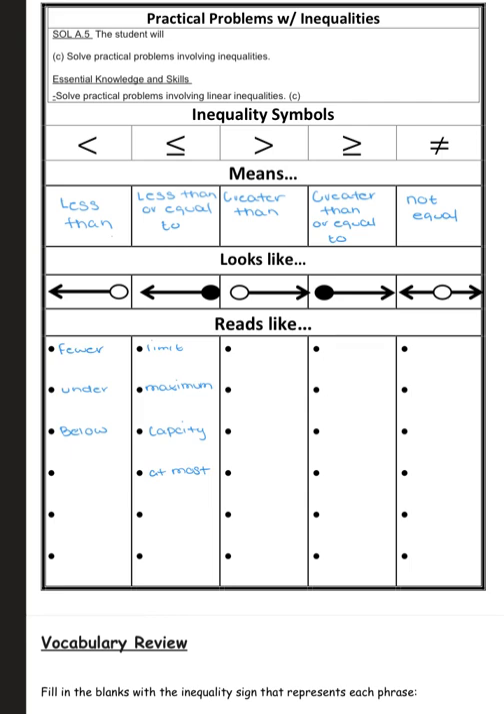Okay, for greater than, we have more than, which of course we could add less than over here for less than. Okay, we have over, exceeds, above. For greater than or equal to, we have at least and minimum.